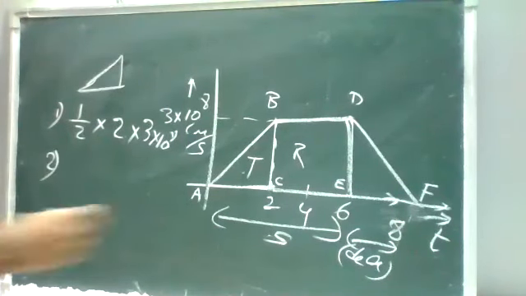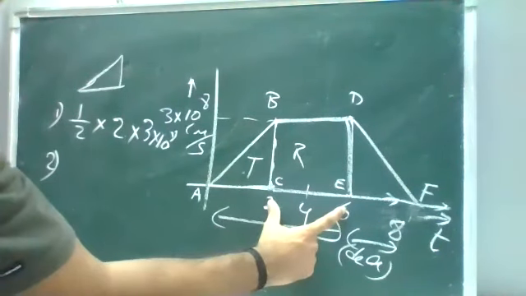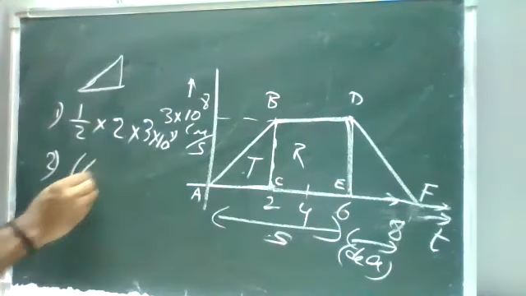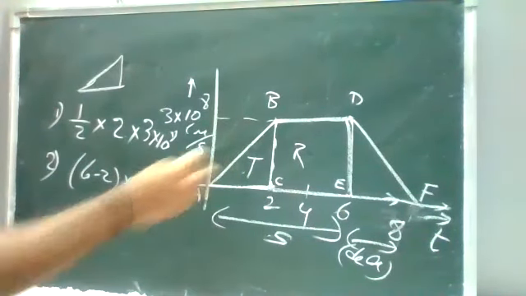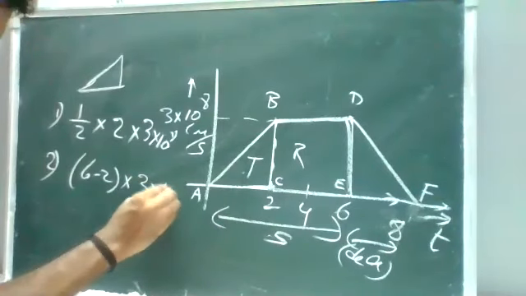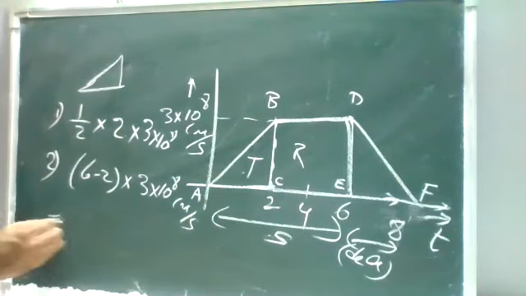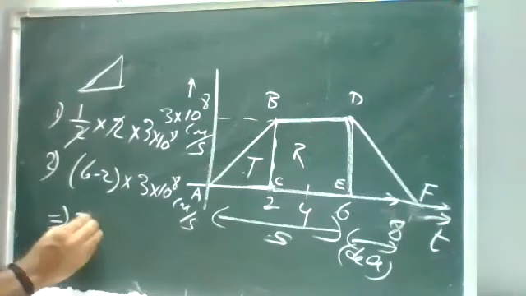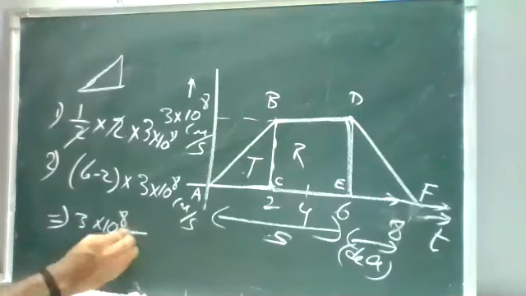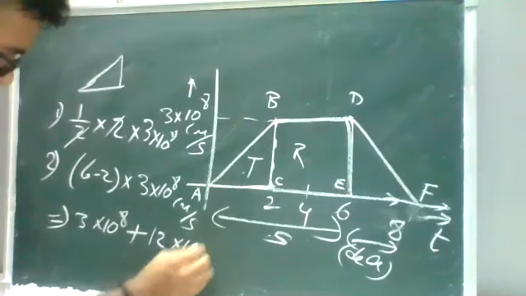And the second case, the rectangle. The length is nothing but the difference here, so 6 minus 2, and the breadth is the height, which is again 3 into 10 power 8 centimeter per second. When you add these two, you'll get the displacement. So the 2 will get cancelled. It is 3 into 10 power 8 times 6 minus 2, which is 4. 4 into 3 is 12. 12 into 10 power 8.